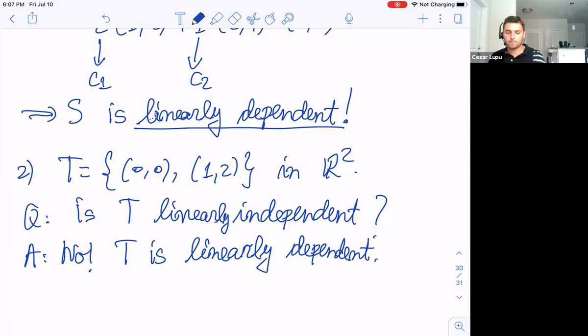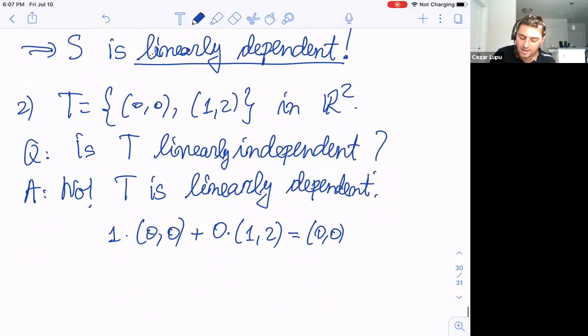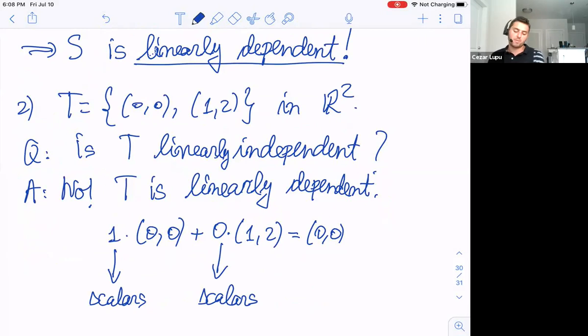Right? So what does this mean? This means that I can find constants. Let's say 1 times (0, 0) plus 0 times (1, 2) to be (0, 0). As you can see, this guy is 0, but this guy is not 0. So these are the scalars, and not all of them must be equal to 0. So indeed, this is linearly dependent.